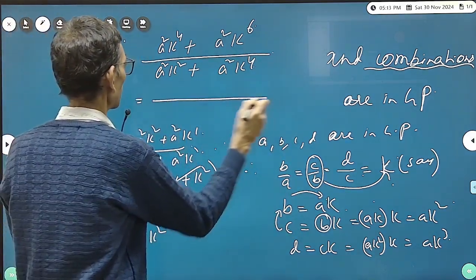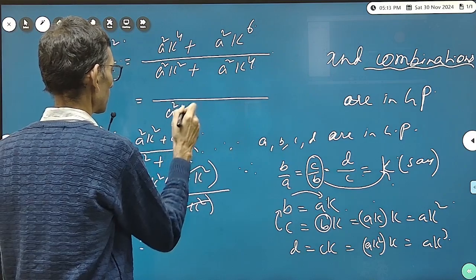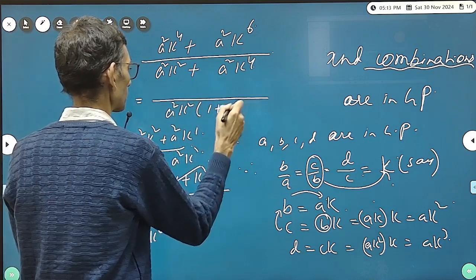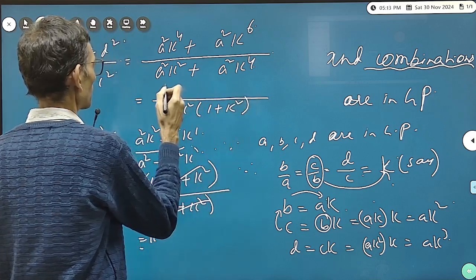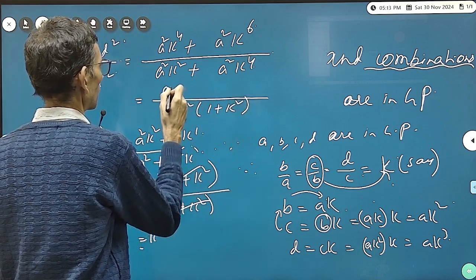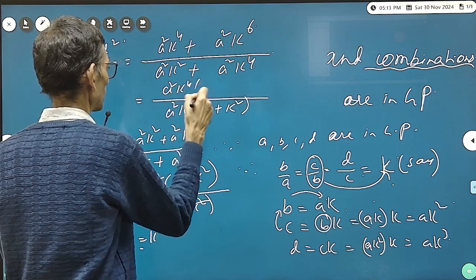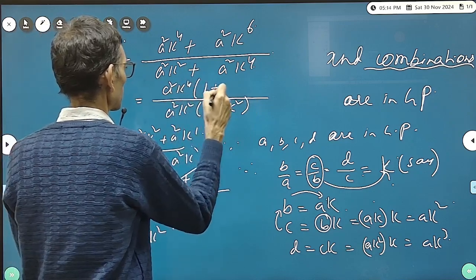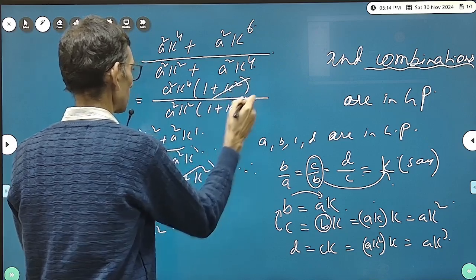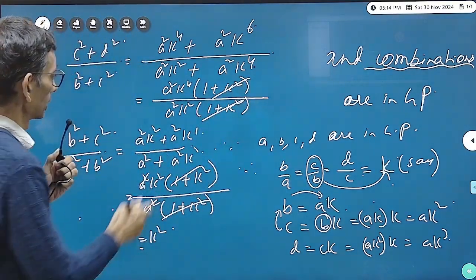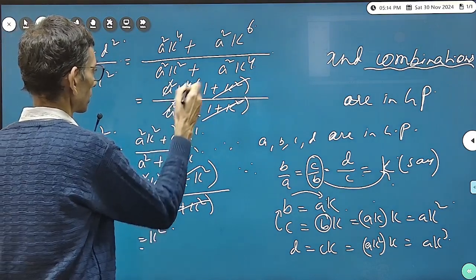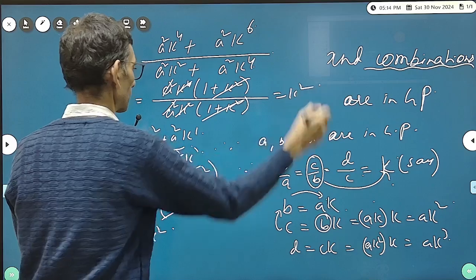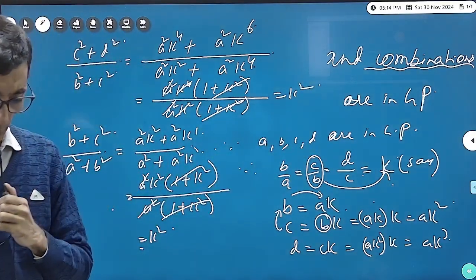Now from the denominator we can take A square K square out, leaving 1 plus K square. From the numerator we can take A square K4 out, leaving 1 plus K square. This will get cancelled out, A square will get cancelled out, this one will get cancelled out. It is equal to K square. Right? So therefore option 1 is correct.